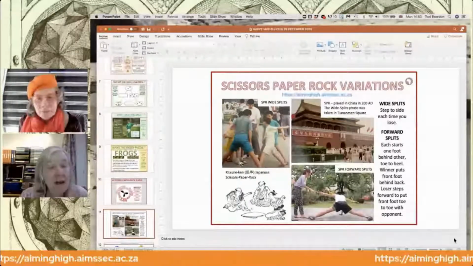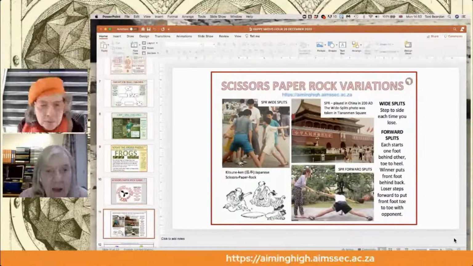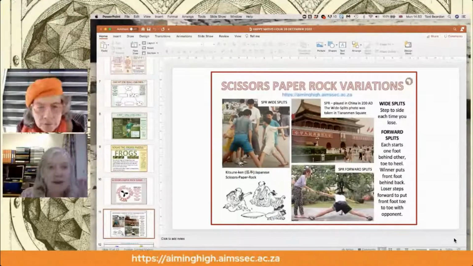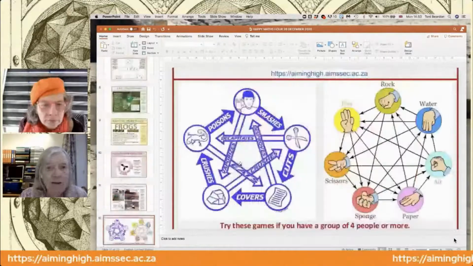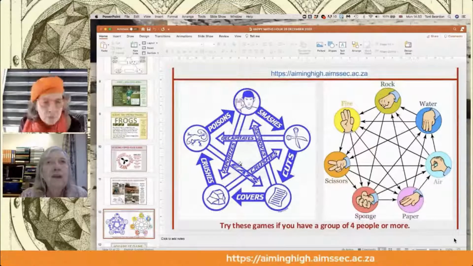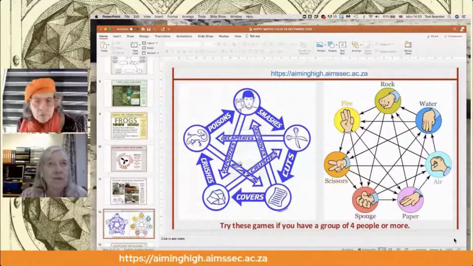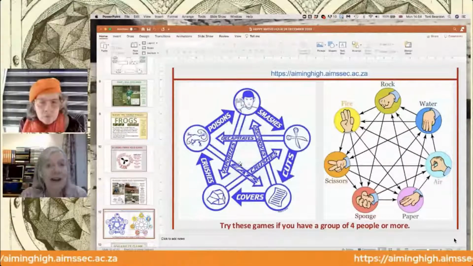But there's a picture there of Japanese people playing this game a long time ago. It's a very old game, and it's spread all around the world. And what's more, people have invented this game with 5 different actions rather than 3, or with 7 different actions.